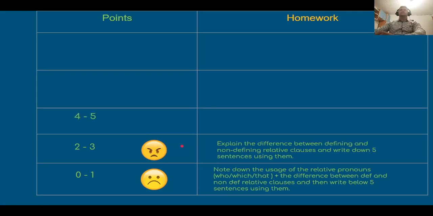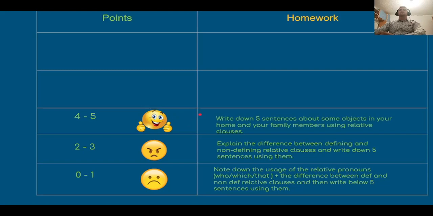And for those who got 4 to 5 correct answers, you probably feel quite okay and satisfied because you got half or more than half of the answers right. So, you will use your creativity, and you'll need to write down 5 sentences about objects in your home and your family members by using relative clauses. So, it can be any object, it can be about a lamp, it can be about a book, about your mother or your brother. It's all up to you.